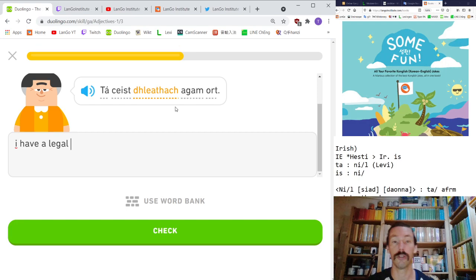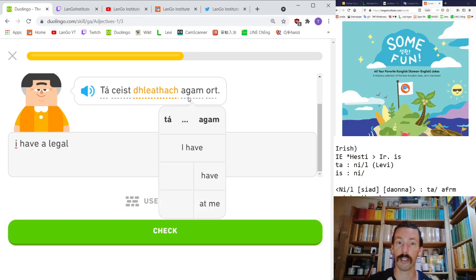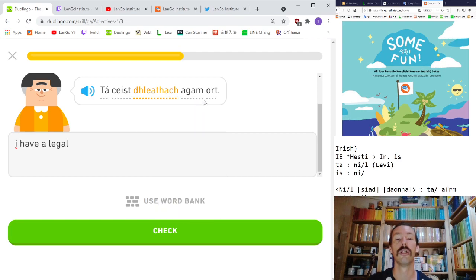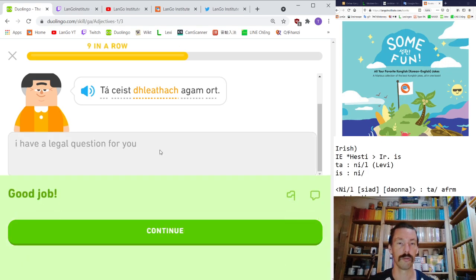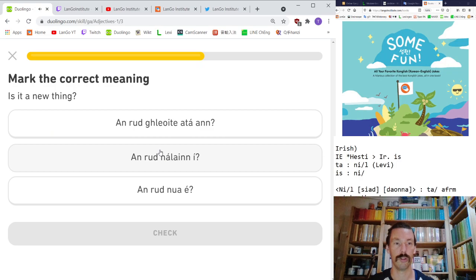And the second, so this is a fusion of ag, or ak, meaning at, and the pronoun for me. And this is also a fusion with a different preposition. I have a legal question, and then ort for you. Is it a new thing? Unwill. It's going to be the is one, so I think unwill.